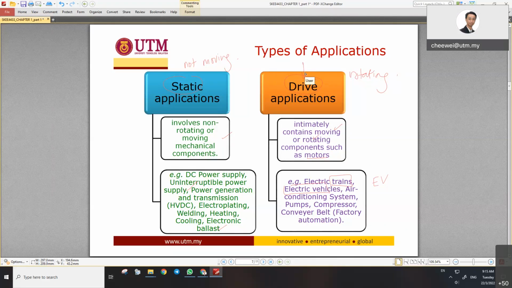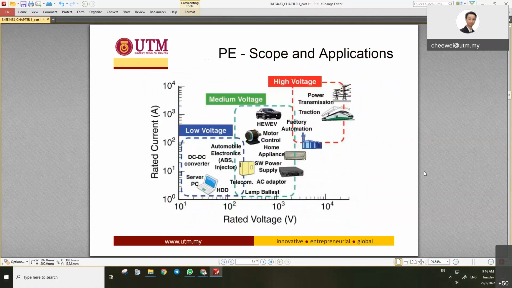How do we use the static converters to connect to the load, for example, the motors? And motors, you know that we have DC motors and AC motors. They are not the same. Different drives, AC drives and DC drives, will require different power electronic converters. So this is the diagram showing you the scope and application of power electronics.